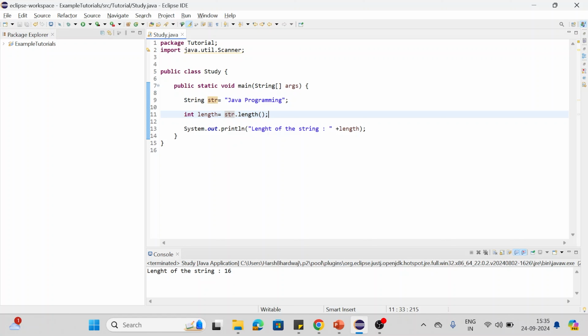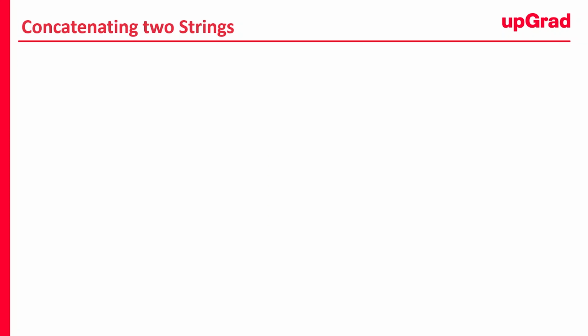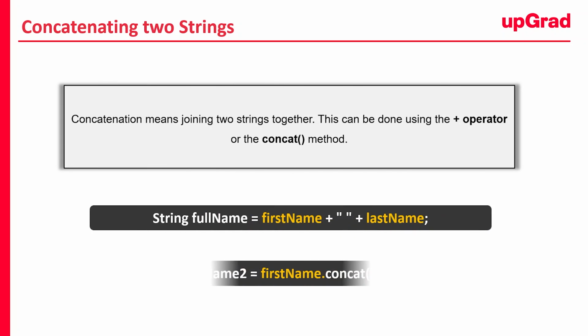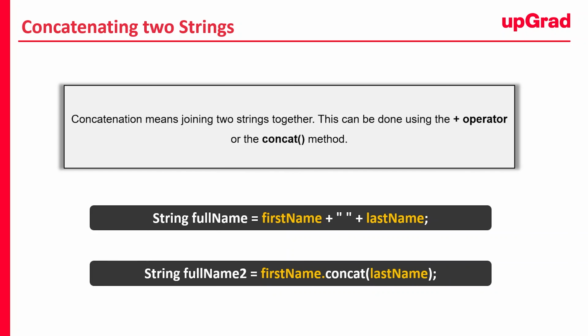Now moving on to the second operation in Java, which is concatenating two strings. Concatenation means joining two strings together. This can be done using the plus operator or the concat method. The plus operator or concat method can be used to combine two or more strings.